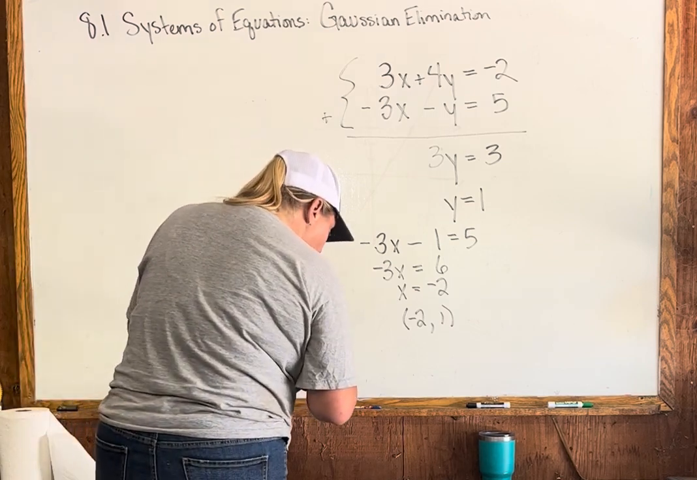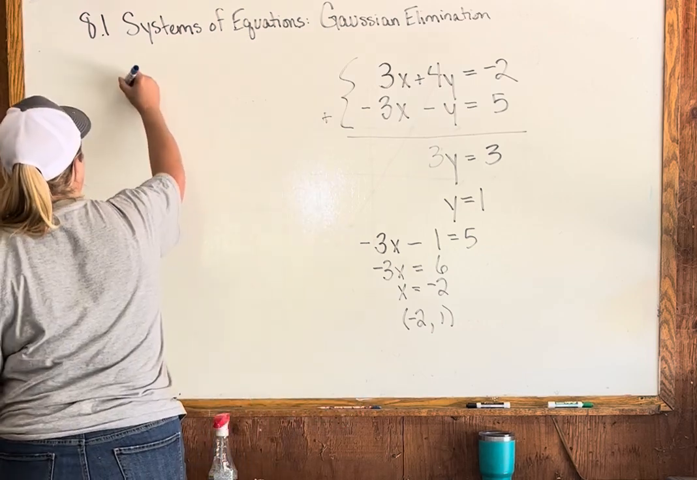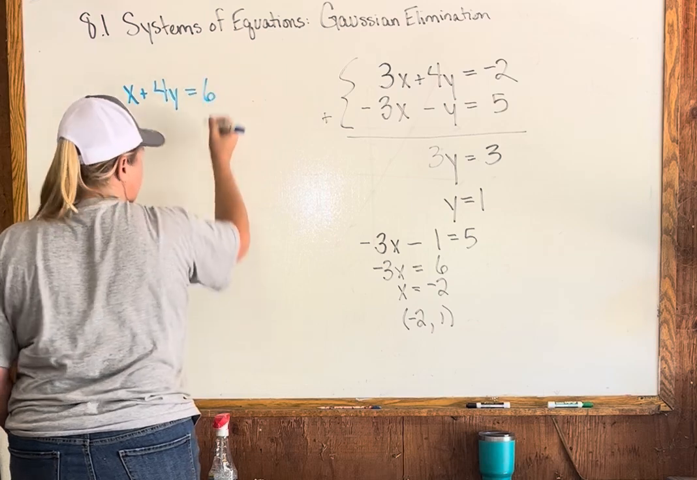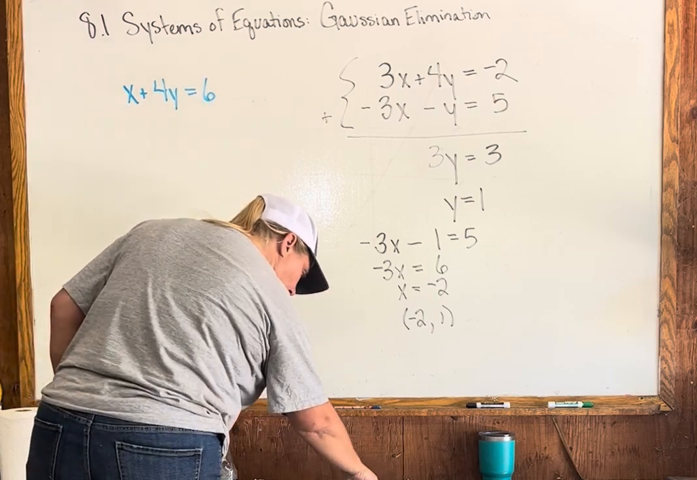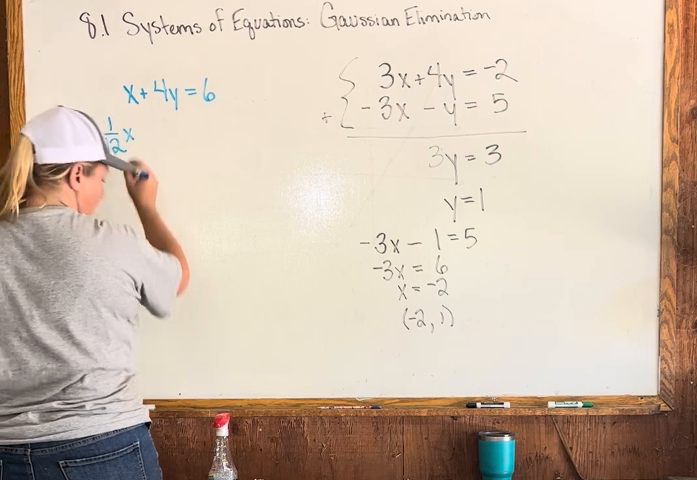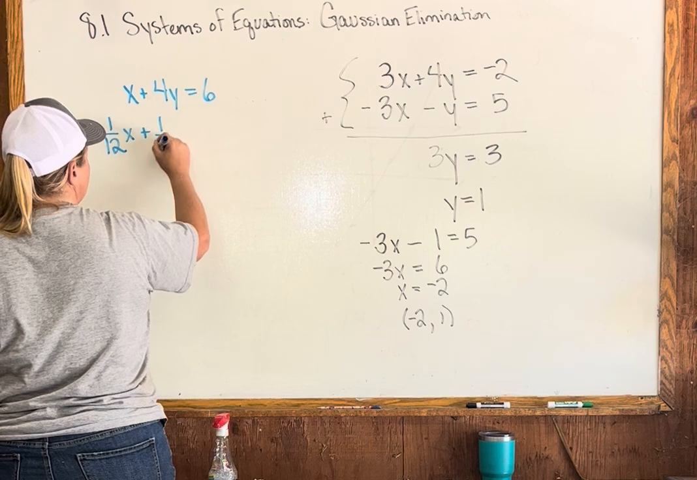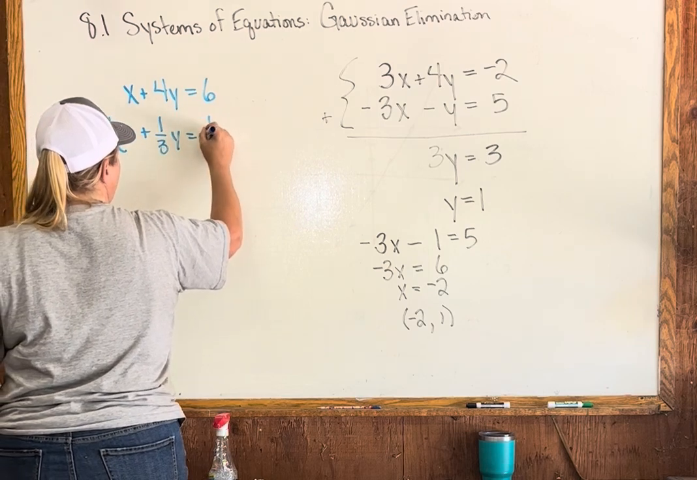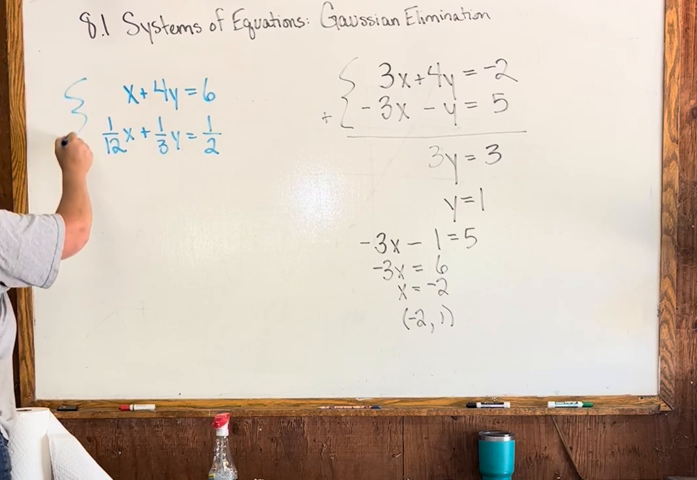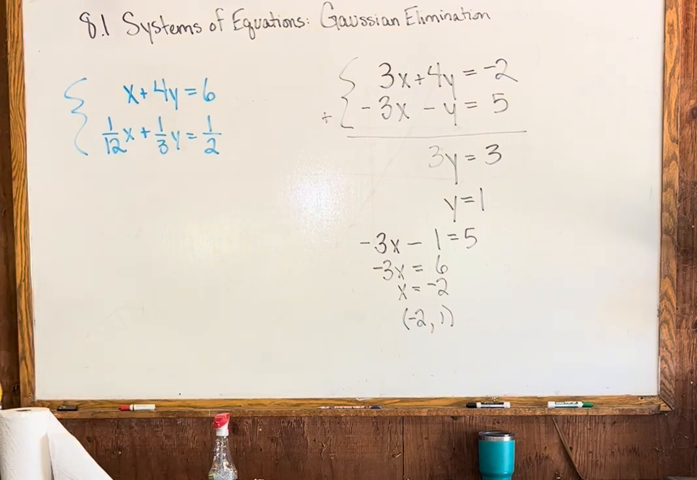All right, so x plus 4y equals 6. And what's the other one? 1/12 x plus 1/3 y equals 1/2. Okay, there we go. Okay, so they go right from not hard to whoop, let's throw in fractions and make this challenging.